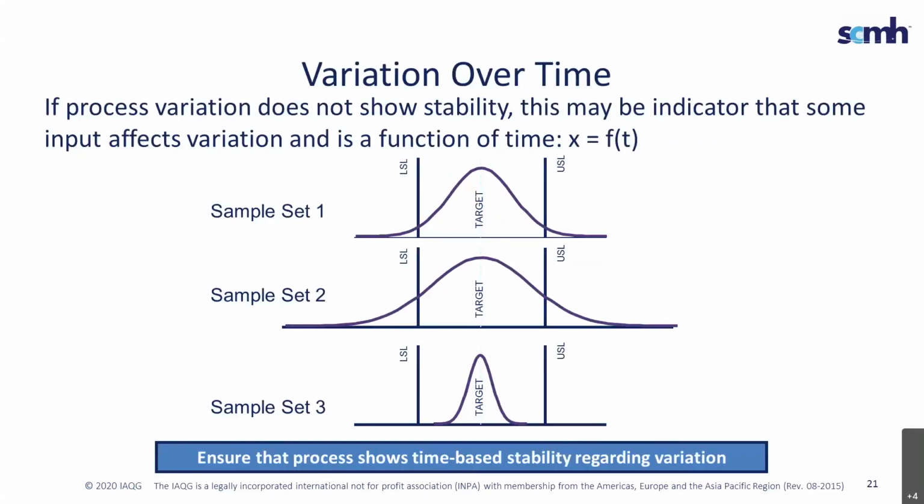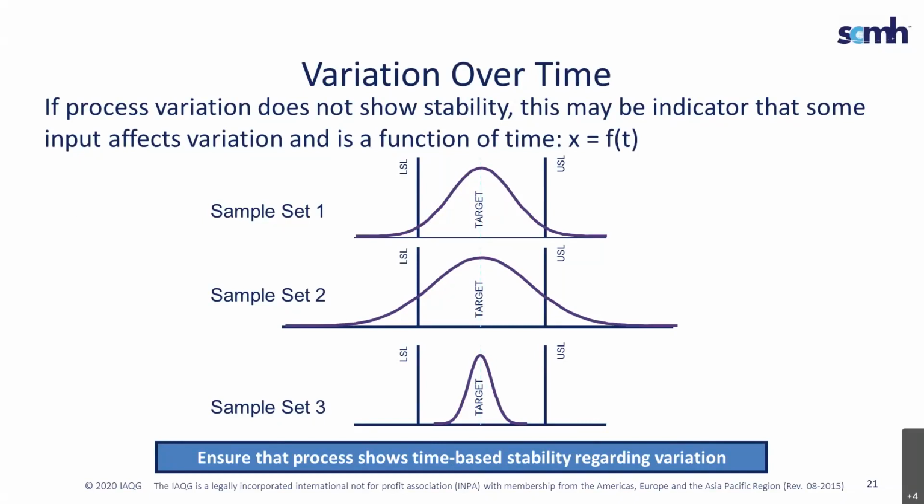All right, now, as we mentioned, there is variation over time. You can see in this example that we took a data set and have a moderate amount of spread in sample set 1. And then in sample set 2, it looks like the spread of the data got a little bit wider with a little bit more out of specification parts. And then in data set 3, all of a sudden it was very, very narrow.